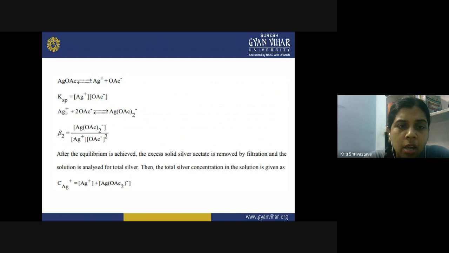Now when the ions are combining like this, Ag plus 2OAc minus, so Ag(OAc)2 minus, this complex would be formed, and this complex is quite soluble in your reaction mixture. So it has a high solubility. So how will you calculate the formation constant? This would be the expression for the formation constant.